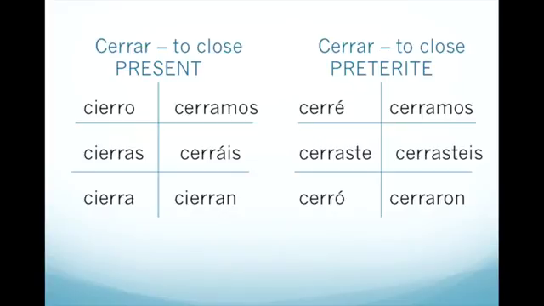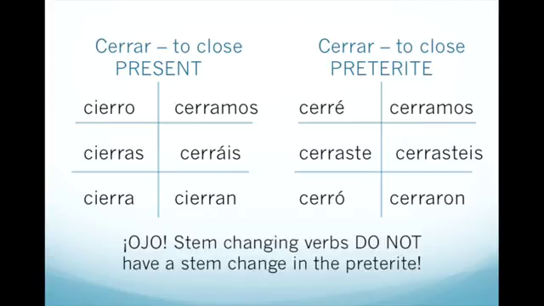Notice how the stem change e to ie, the whole boot verb idea, does not apply to the preterite tense. In the preterite tense, those stem changes do not apply. So it is not like cierré, it is just cerré, no stem change. So again, stem changing verbs do not have a stem change in the preterite tense, only in the present tense.